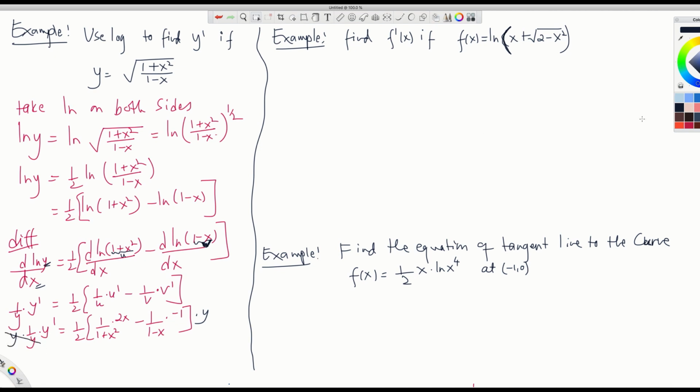So basically you get y prime equals 1/2 times 2x over 1 plus x squared, and then plus, because negative 1 times negative 1 is positive 1, divided by 1 minus x. And let me plug in the value of y as well. y was root under 1 plus x squared over 1 minus x. This is the final answer, okay? So that is basically the final answer.